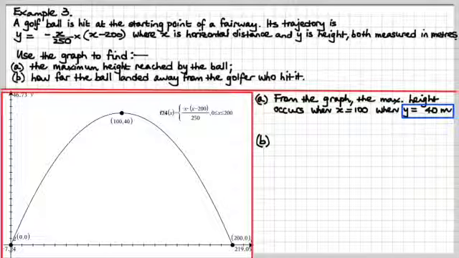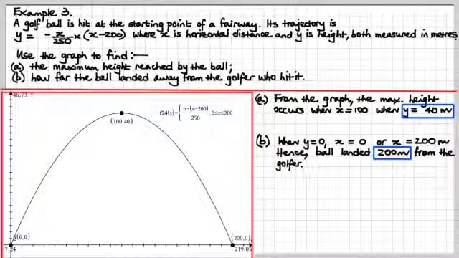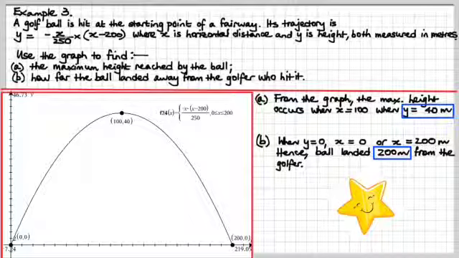And also B, what is that? How far the ball landed away from the golfer who hit it. Well, that's pretty easy. Look, when y is 0, that is when it's on the ground, isn't it? So x is 0 here, or x is 200 here. So I would say that ball landed 200 meters from the golfer, and I'd also say that you're a star, and you'll go far. Huzzah!